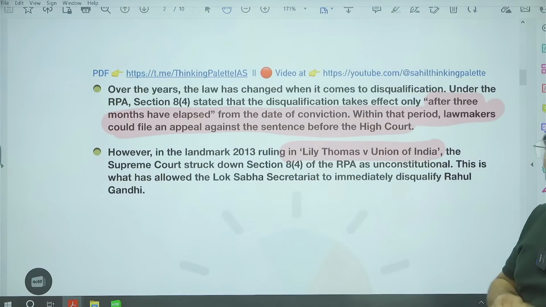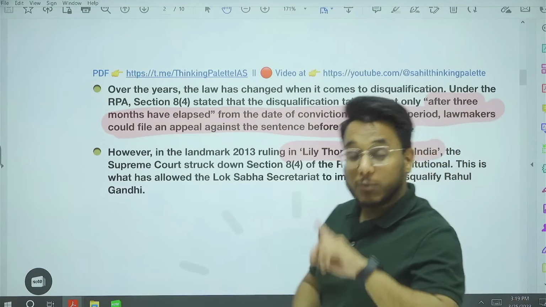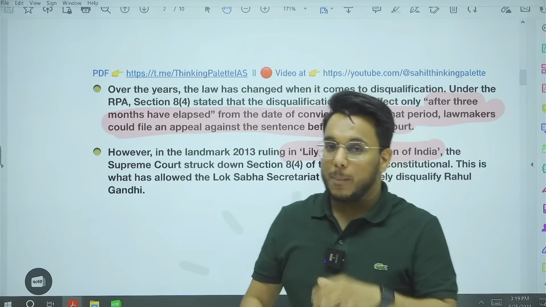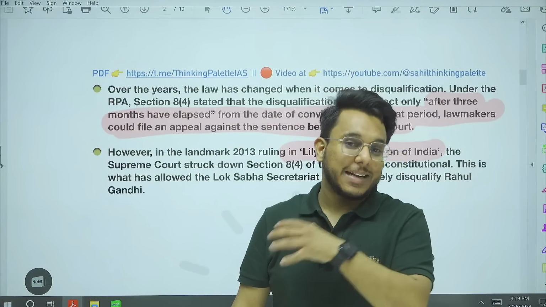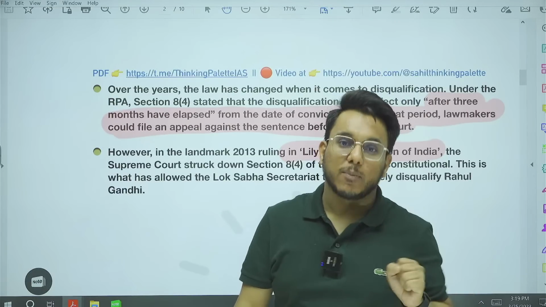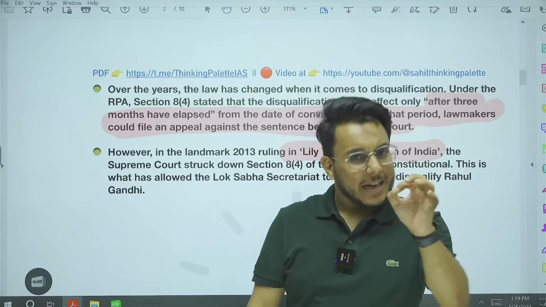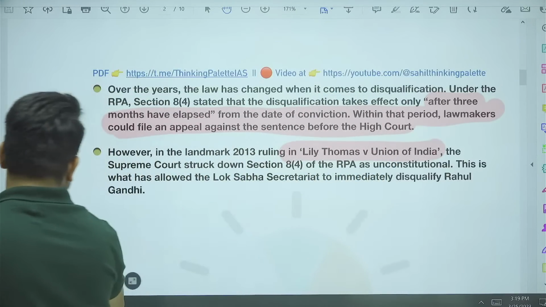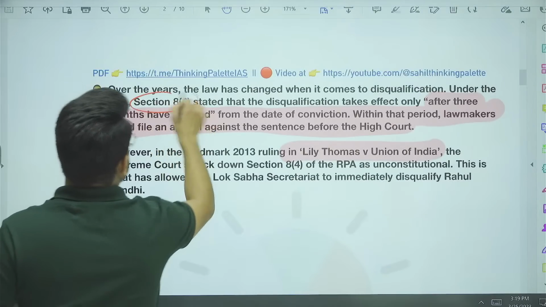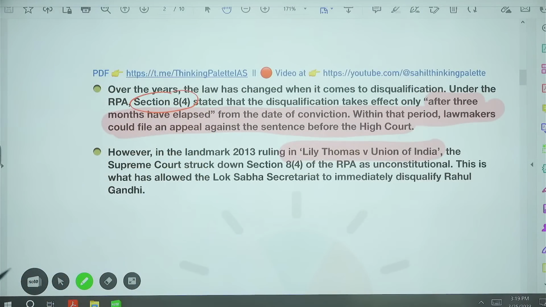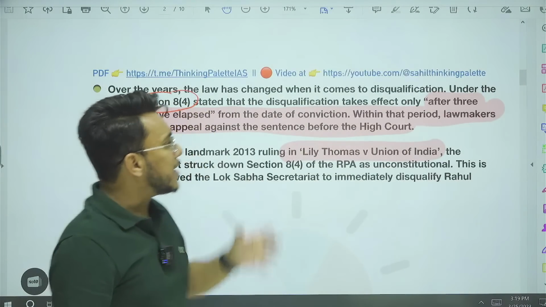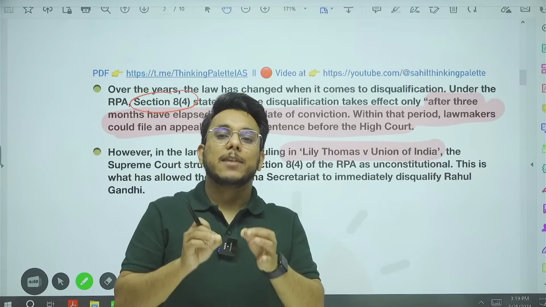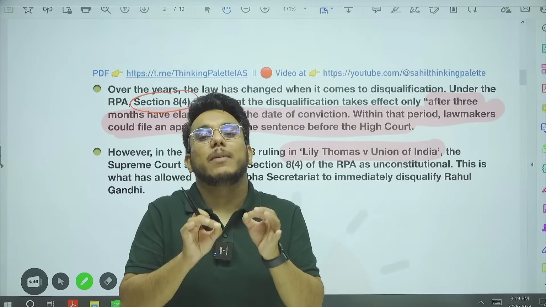Now, there was also one more provision earlier which could have given protection to Rahul Gandhi, but that provision doesn't apply now because it has been removed by a Supreme Court judgment. Let me explain that provision first. It was section 8 subclause 4. This provision very clearly provided that if a person has been convicted, then for 3 months the person will not be disqualified.